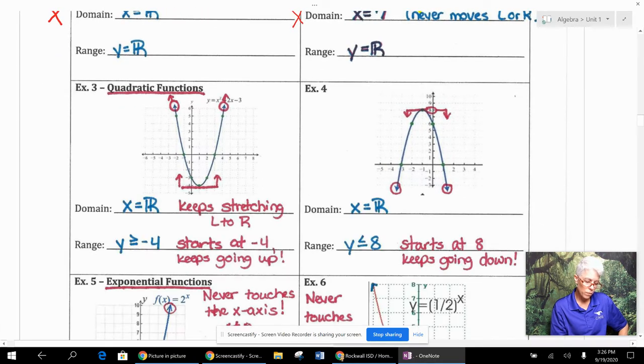Now, numbers 3 and 4, these are quadratic functions. We're going to spend a lot of time talking about quadratic functions, but up until Christmas, it's mostly going to be just looking at them and talking about characteristics about them as opposed to actually doing other things with them. A quadratic equation is a U-shaped line, and it does that because the variable x is squared. So if the variable x is squared, you can just look at that equation and go, that's a quadratic equation right there.